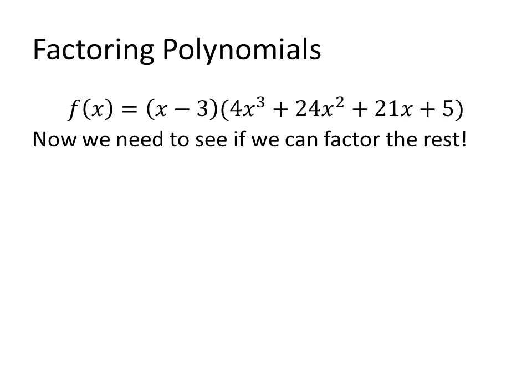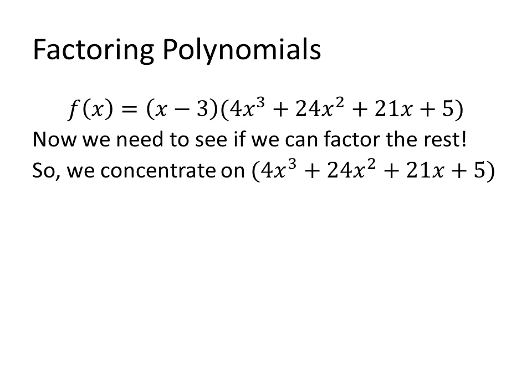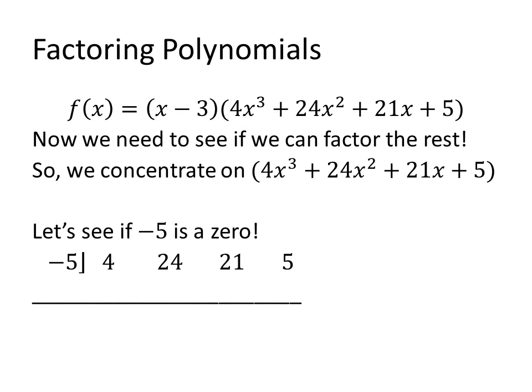So now we have partially factored f into two factors, but we need to see if we can factor the rest. That is, we need to get it into completely factored form. In order to do that, we can just concentrate on the part that's not factored. So using -5, let's see if that is a 0. If we go through synthetic division, we see that in the end, the remainder is 0, and that tells us that x plus 5 is also a factor.